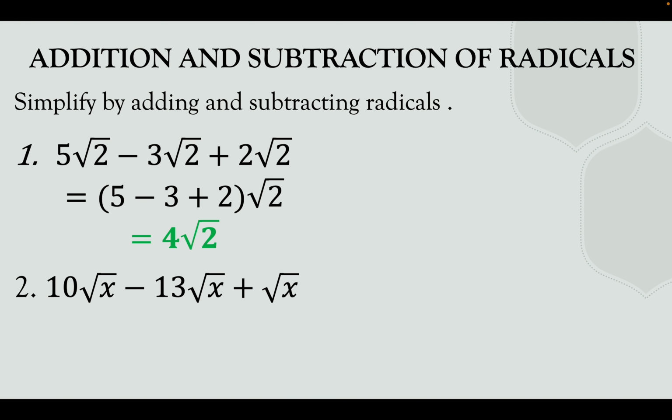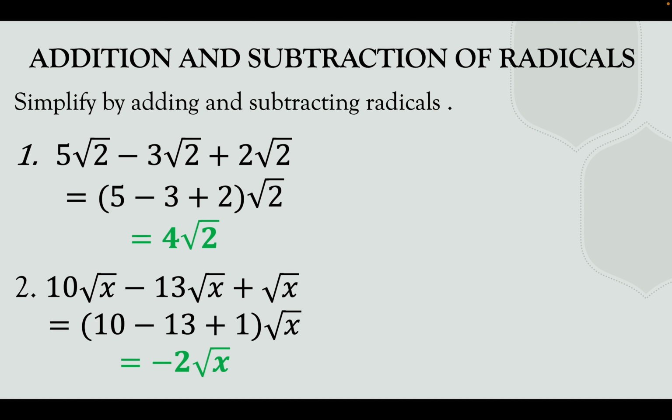Next example, we have 10 square root of x minus 13 square root of x plus square root of x. Since they are like radicals, square root of x, you just need to add and subtract the whole numbers. We have 10 minus 13 plus 1, and copy square root of x. 10 minus 13 is negative 3, plus 1 is negative 2 square root of x.